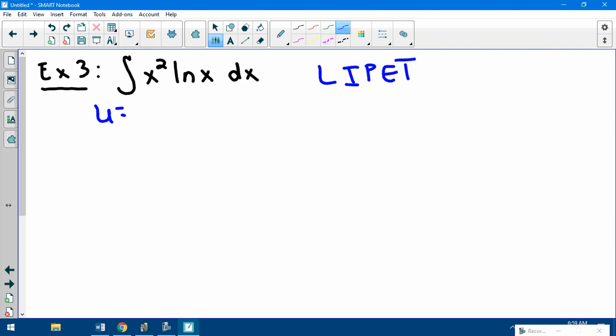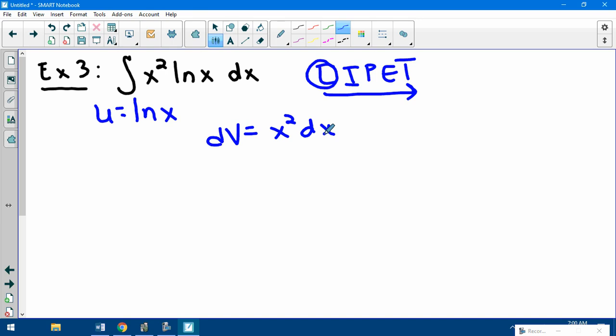It's going to be ln of x again, because it's a log. And again, it's the first thing I get to as I go from left to right. Since there's a log in the equation, that's why I know to make that u. What would dv be? Well, if this piece is u, the leftovers are x squared dx. So now I've got to find the derivative of u. The derivative of ln of x is 1 over x dx. The antiderivative of x squared for v would be what? Think of taking the integral, x cubed over 3.